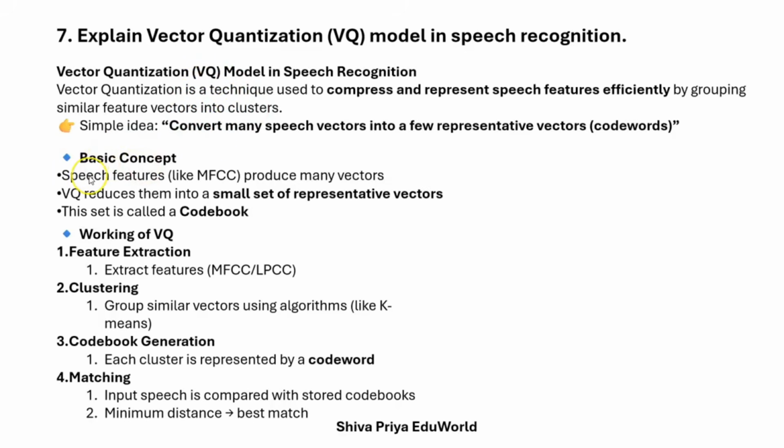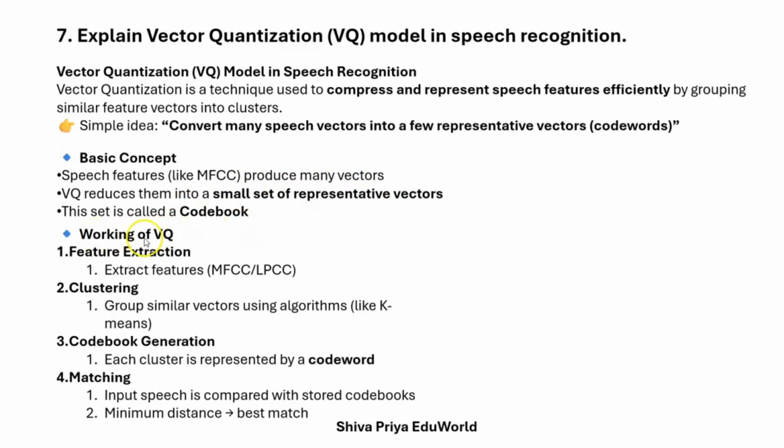The basic idea I'll tell. Speech features like MFCC produce many vectors, right? Here VQ reduces them into a small set of representative vectors, and this set is called a codebook. Whatever it has reduced them into, that small set of representative vectors is called a codebook. Clear? You have to write everything.